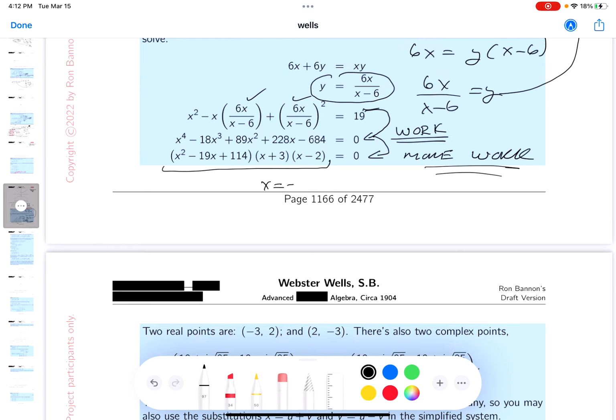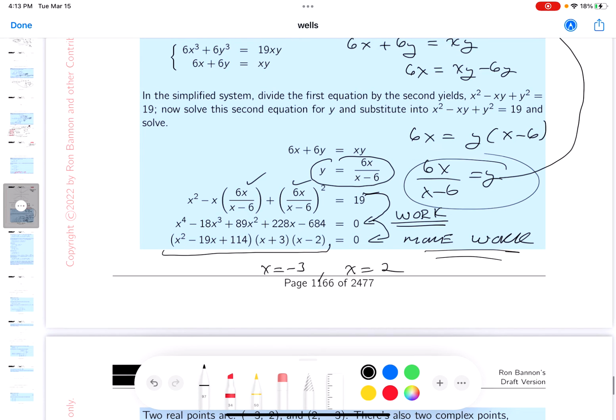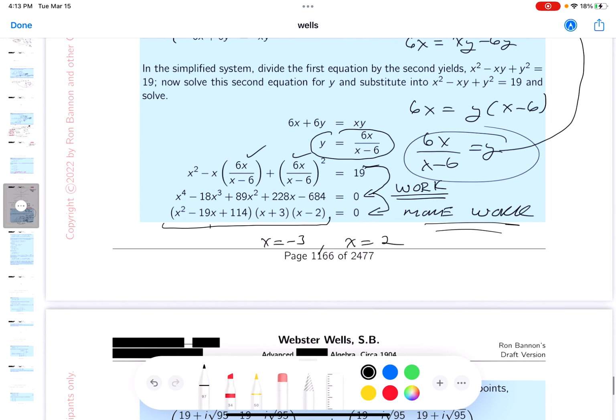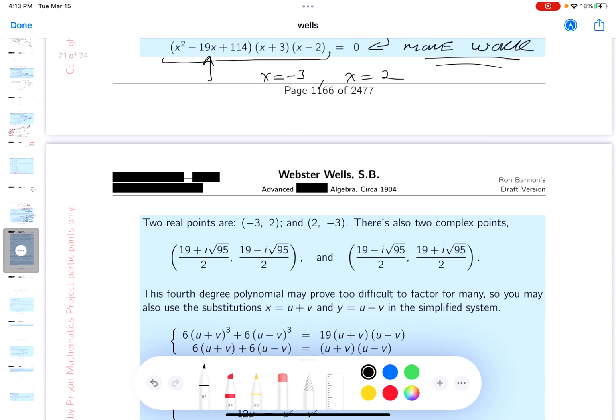X equals minus 3. And what's the other one? X equals 2. How do you get the y? Right here. Just plug it in, you'll get that. This one, I'll be honest with you, is a little bit difficult. But you know what? We have a quadratic formula. And it's going to result in complex points, all right?